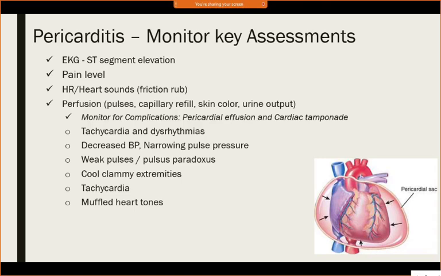So what we see with patients that are having a tamponade problem is that they start dropping their blood pressure, but their diastolic pressure doesn't change. And so sometimes we have patients that are 90/75 or 80/60. That's called a narrowing pulse pressure.